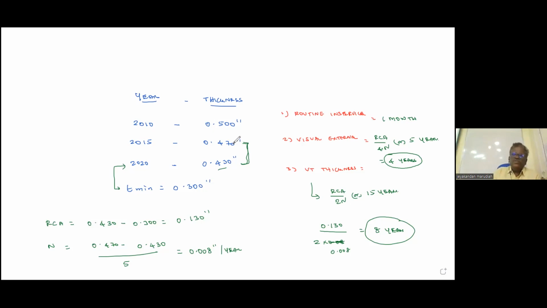This one 0.47 is the previous. In this, there is no long-term corrosion rate, only short-term. It is different from 510 and 570. 653 is different. Only the last 2 we have to take: only T previous minus T actual.